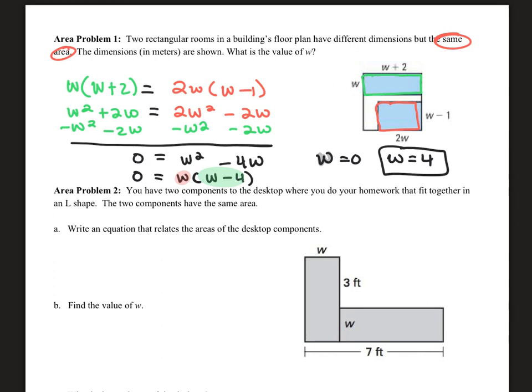So at this point, I'm going to pause the video. I'm going to have you try the next problem. It's very similar. It's still dealing with area and the fact that their areas are the same. You're going to need to know the dimensions of both of your rectangles. Press play when you're ready to check your answer.